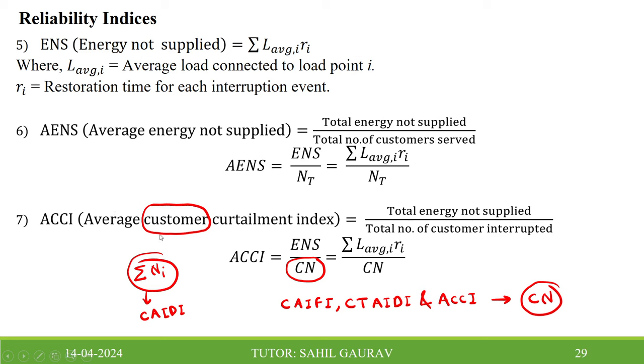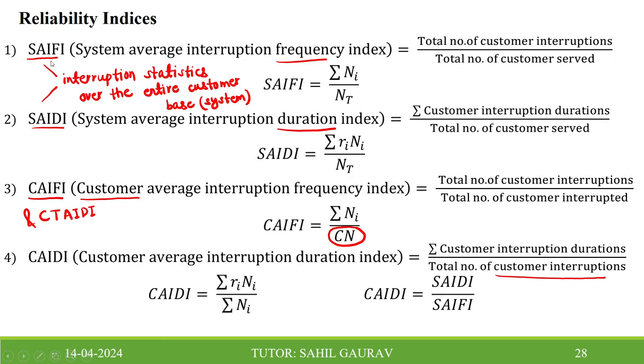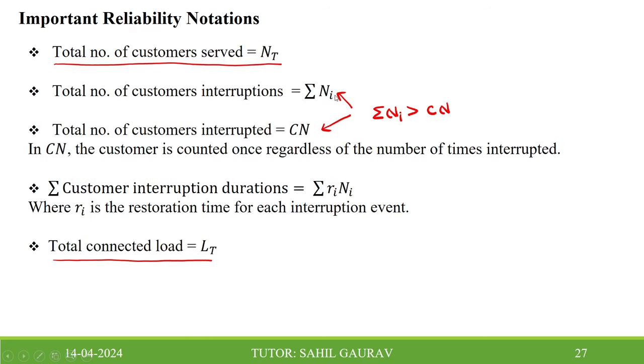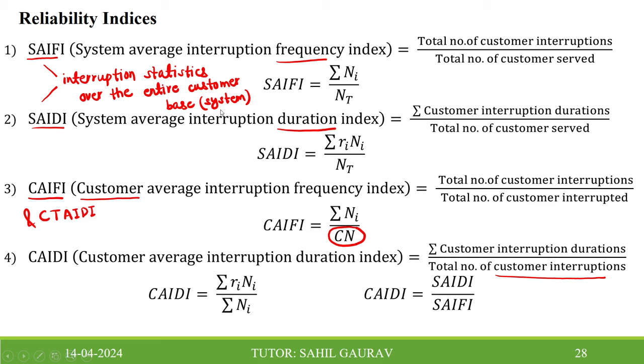Now ACCI, the average customer curtailment index, is the ratio of total energy not supplied upon the total number of customers interrupted. So this is the ACCI expression, the ratio of ENS upon CN. I think we discussed in the tutorial session that some indices are interruption statistics over the entire customer base of the system. So here we are taking with respect to NT, the total number of customers served, over the entire base.